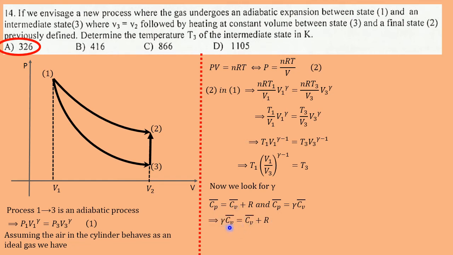Now when we have that substituted, we are going to have gamma Cv bar equals Cv bar plus R. When gamma is made the subject by dividing both sides by Cv bar, we're going to have gamma equals Cv bar plus R on Cv bar. So when we expand the fractions, as we try to separate each of the fractions, you have Cv bar on Cv bar, which gives you 1 plus R on Cv bar. So this is the expression.